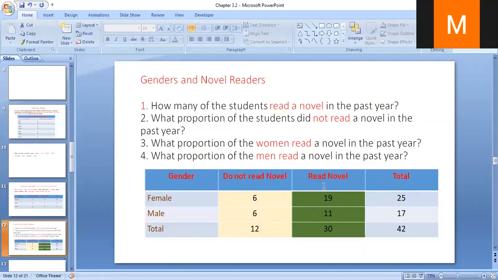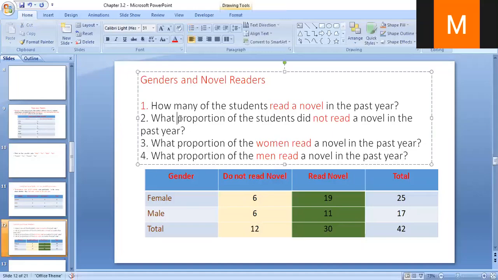In the past year, the female is 19, the male is 11. So that is the total people who read the novel. That is 30. The question 1, how many students read the novel in the past year, is 30. And question 2, what proportion of students did not read the novel in the past year? Did not read: you have 6 female and 6 male, the total is 12.